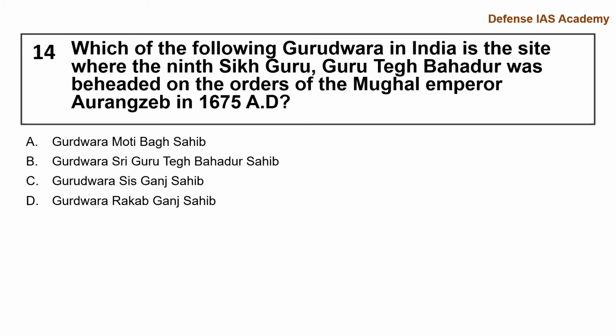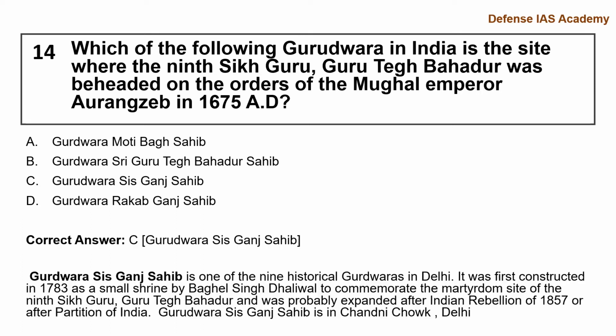Question number 14. Which of the following Gurudwaras in India is the site where the 9th Sikh Guru, Guru Tegh Bahadur, was beheaded on the orders of the Mughal Emperor Aurangzeb in 1675 AD? The correct answer is option C, Gurudwara Sisganj Sahib.